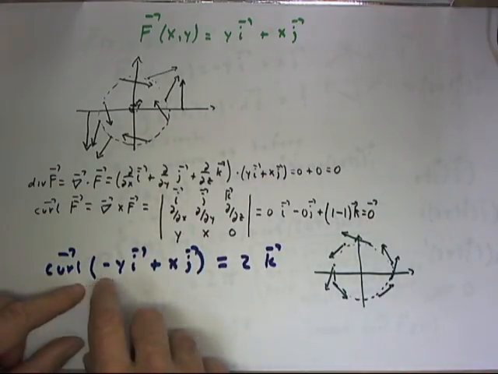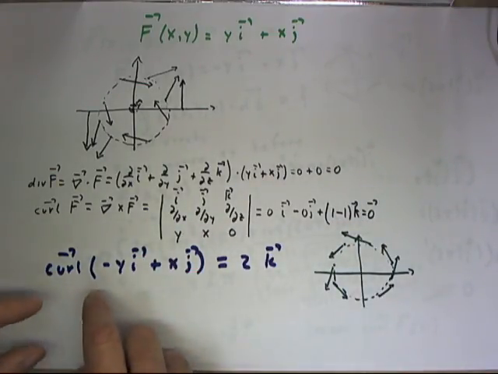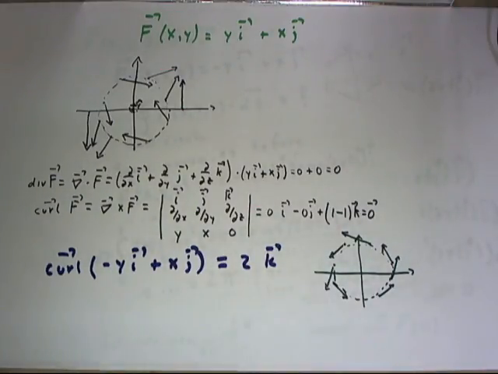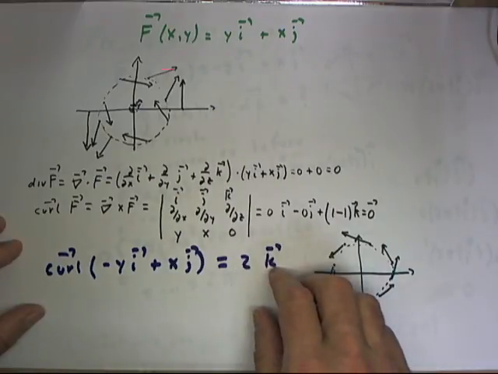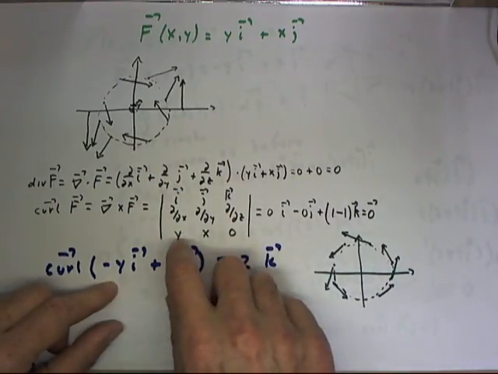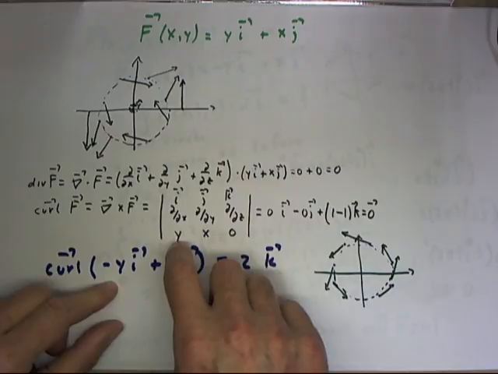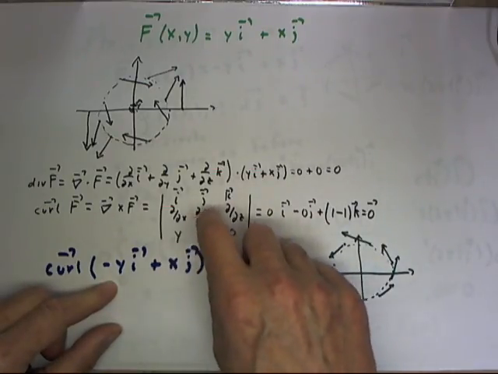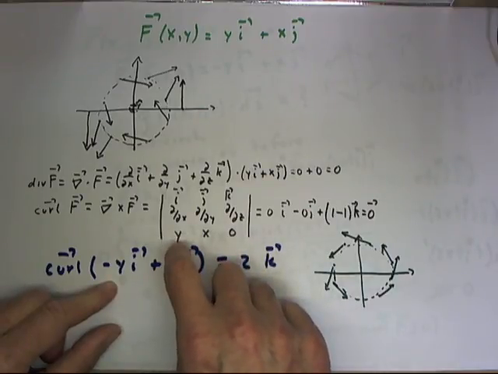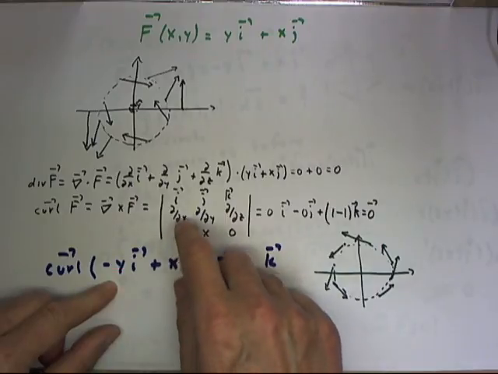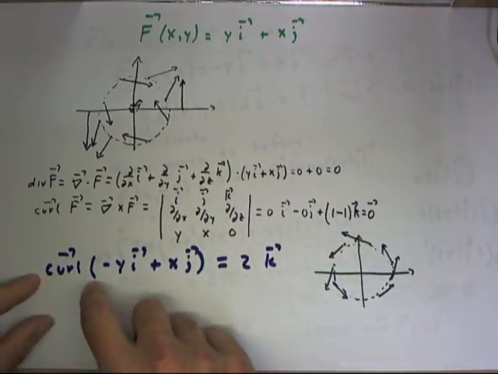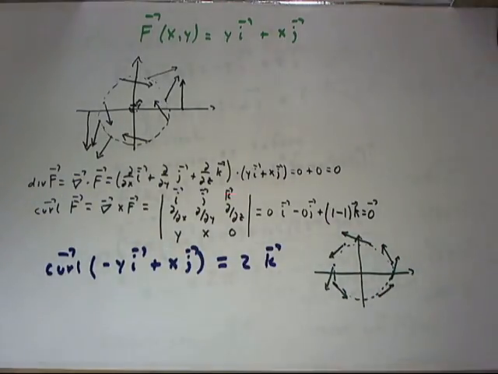Now, if we change this function slightly, and we make this the curl of negative y i plus x j, you can verify that we're going to get 2k. The effect of that is simply going to be to change this y to a negative. The only effect that has on these results is that when we subtract the partial with respect to y of negative y, we're subtracting negative 1, which gives us a positive 1. So we're going to have 1 plus 1, which gives us 2. So the curl is 2k.